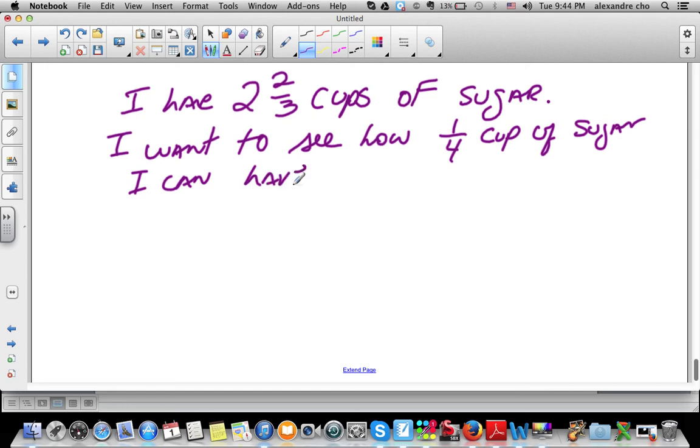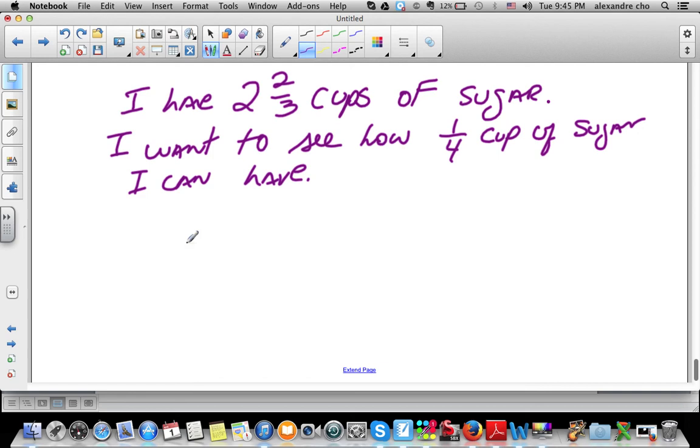But you have 2 2/3 cups of sugar, and you want to break them down into 1/4 cup of sugar. So maybe you need it to make a recipe. So the recipe says you need 1/4 cup of sugar to make brownies, I guess. A brownie recipe says you need 1/4 cup of sugar to make one brownie. So if I have 2 2/3 cups of sugar, how many brownies can I make?